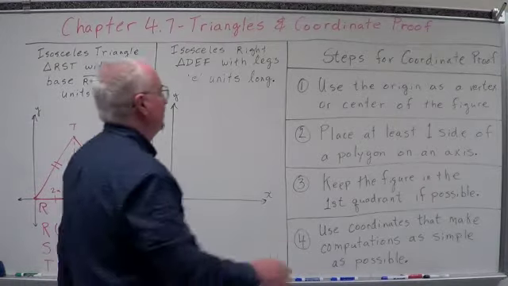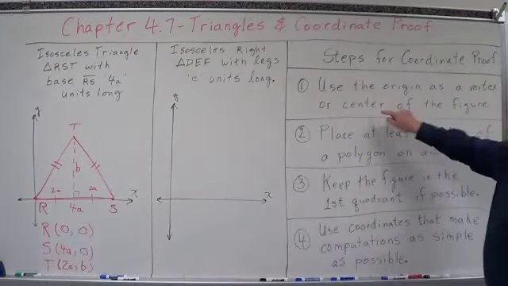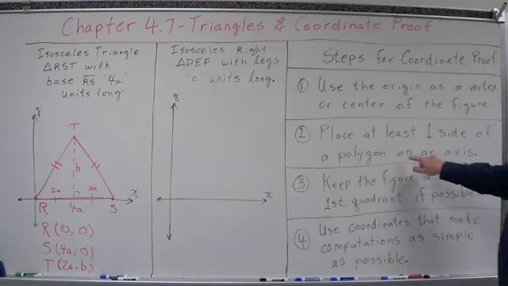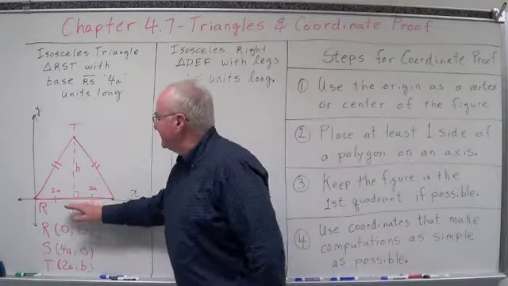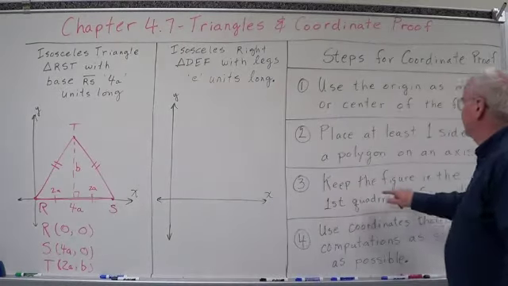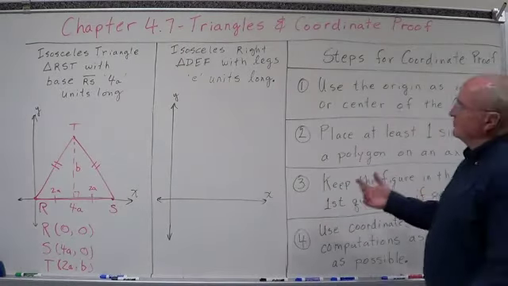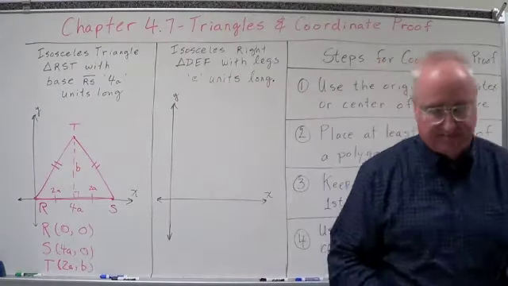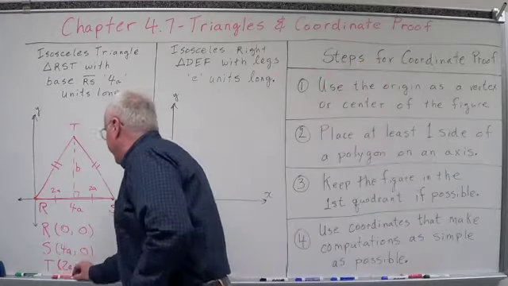Notice that in number 1, we used the origin as the vertex or center of the figure. Okay? We placed at least one side on the axis. We placed the base on the x-axis. Keep the figure in the first quadrant. We kept everything in the first quadrant, so all of our numbers are positive. Okay, let's look at the next one.